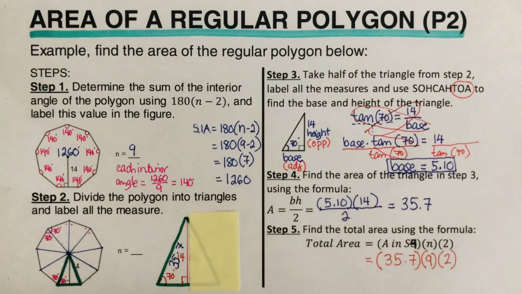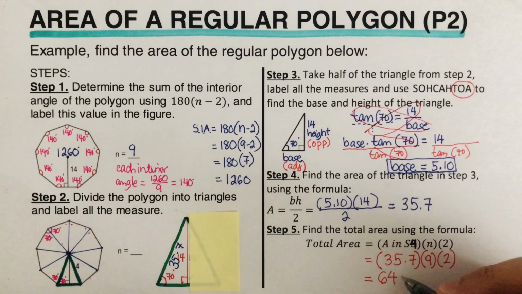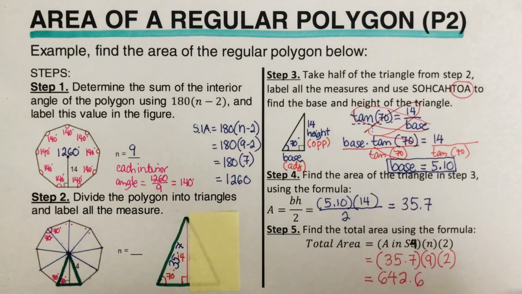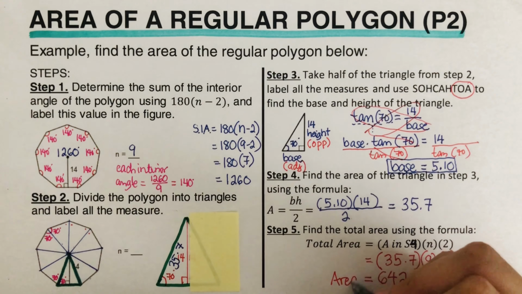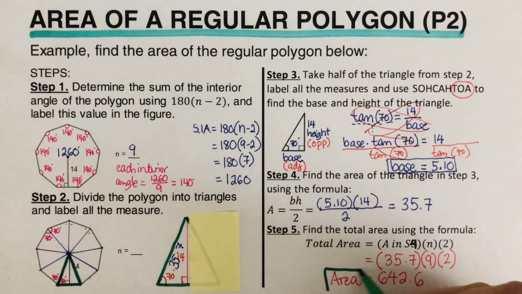So then the final answer that we have here, if you multiply these 3 numbers right here, would be 642.6 is our total area. So that means this is the area of the whole polygon.